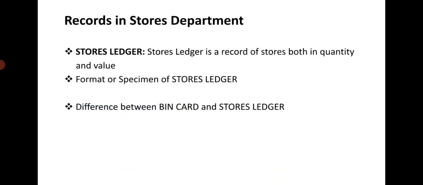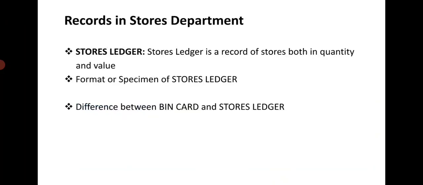Third difference is bin card is kept inside the stores department and the stores ledger account is kept outside the stores department, at a place where the storekeeper has no access. And the fourth difference is bin card is updated as and when the receipts and issues are made in the stores department, but the stores ledger is updated when the costing department gets the proper documents from the relevant department, normally from the stores department.